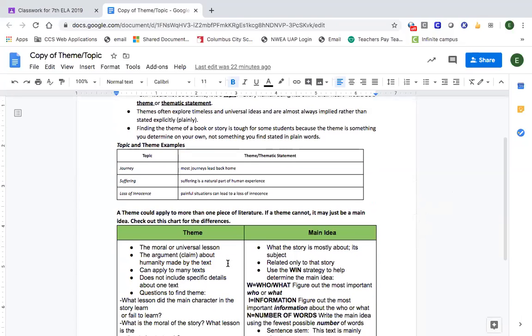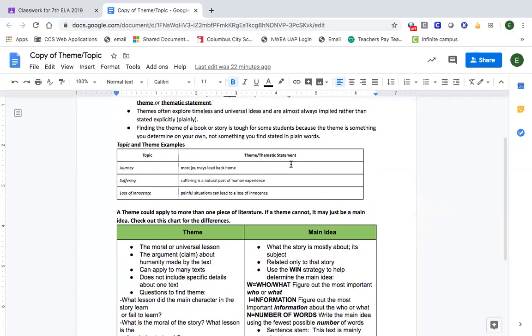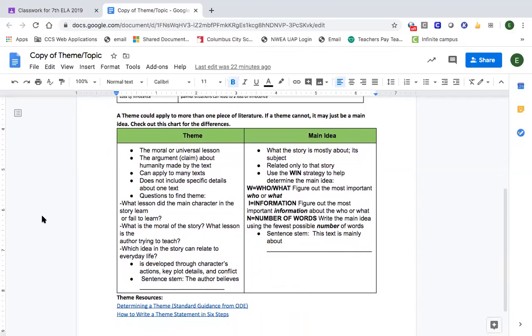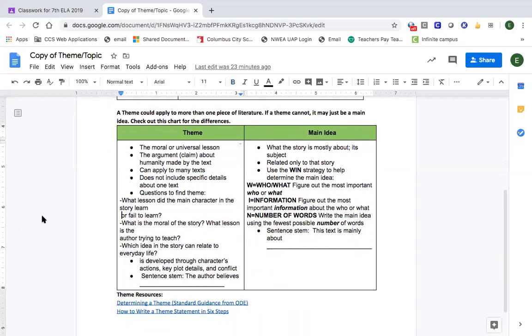Okay, so some examples of topics and then themes or thematic statements. A topic would be journey. A theme would be most journeys lead back home. Suffering. Suffering is a natural part of the human experience. Loss of innocence. Painful situations can lead to a loss of innocence. So sometimes it's helpful to identify the topic and then identify the theme that goes with it. Does that make sense? Yeah, that makes sense.